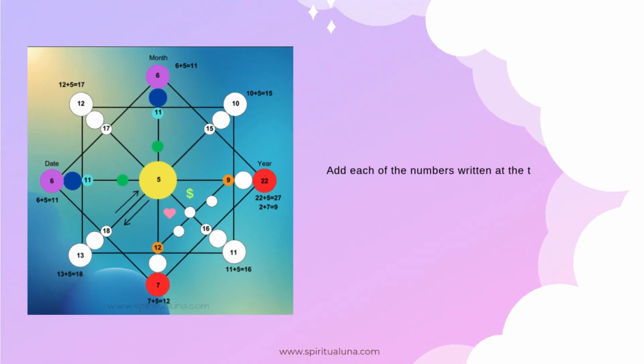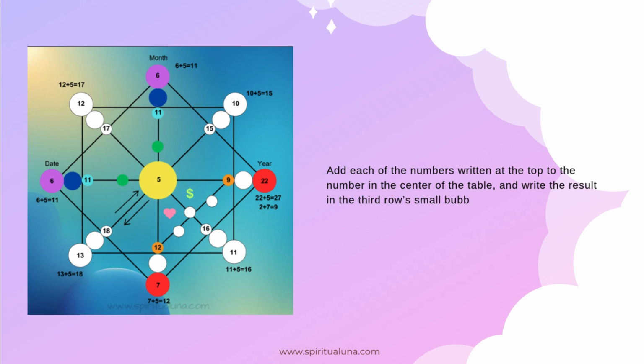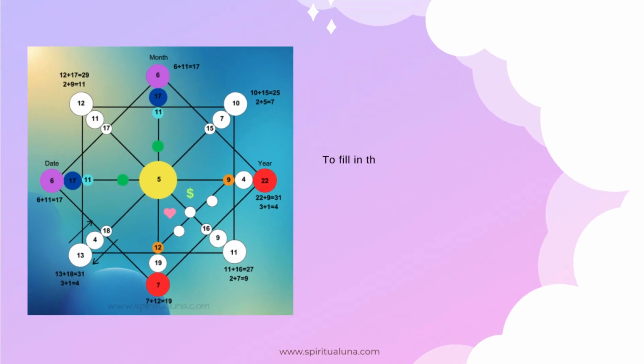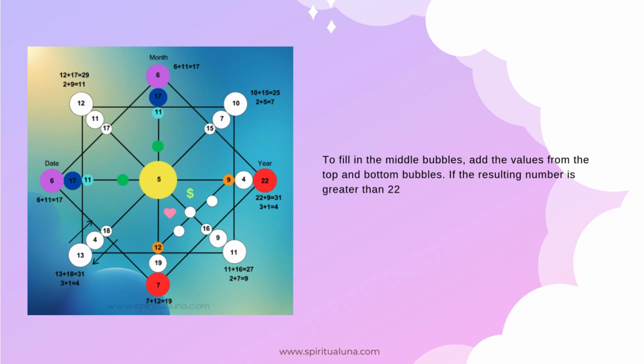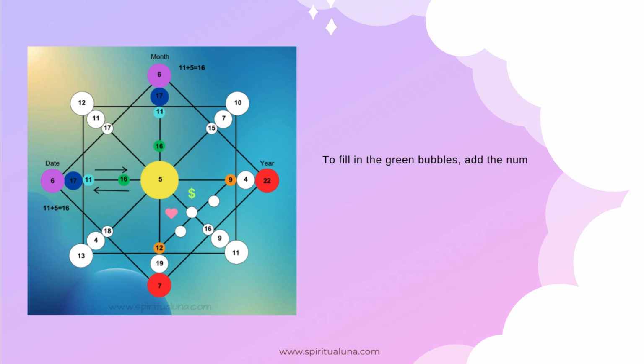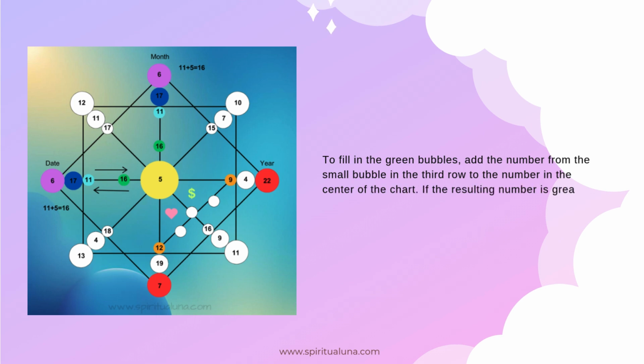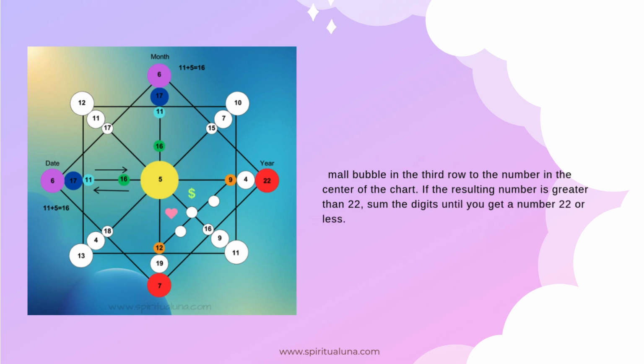Add each of the numbers written at the top to the number in the center of the table, and write the result in the third row's small bubbles. To fill in the middle bubbles, add the values from the top and bottom bubbles. If the resulting number is greater than 22, sum the digits until you get a number 22 or less. To fill in the green bubbles, add the number from the small bubble in the third row to the number in the center of the chart. If the resulting number is greater than 22, sum the digits until you get a number 22 or less.